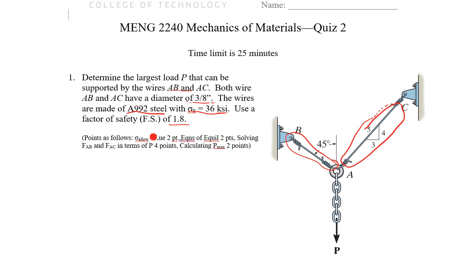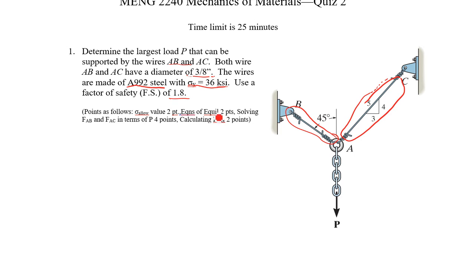I also have the way that you earn points listed here. You earn 2 points for calculating the correct allowable stress value. You get a point for each equation of equilibrium that you need. We'll solve for the forces or tensions in each wire in terms of P, so there are some points for partial work there. And finally, the correct value of P max with units is worth 2 points.